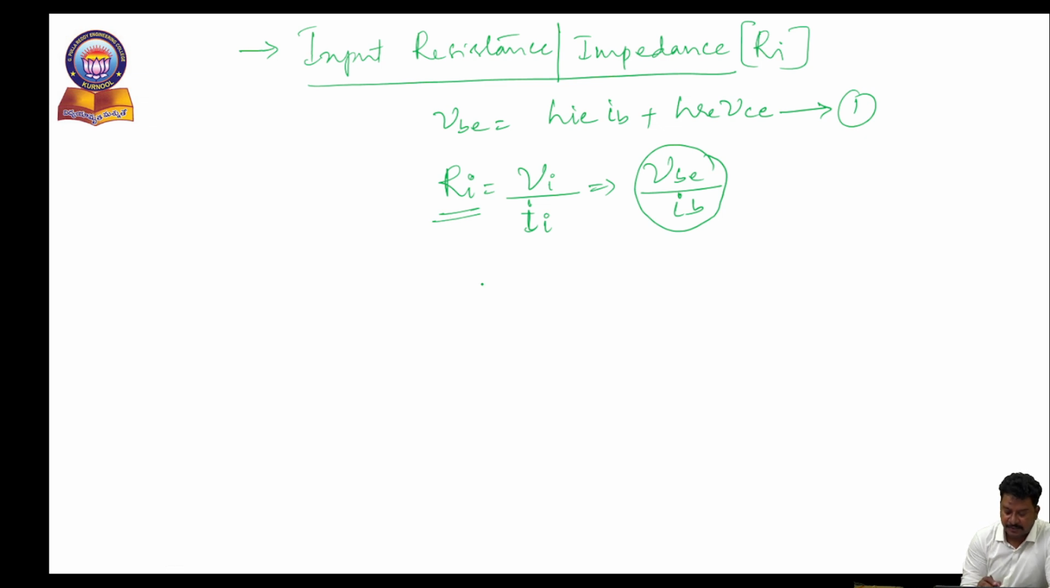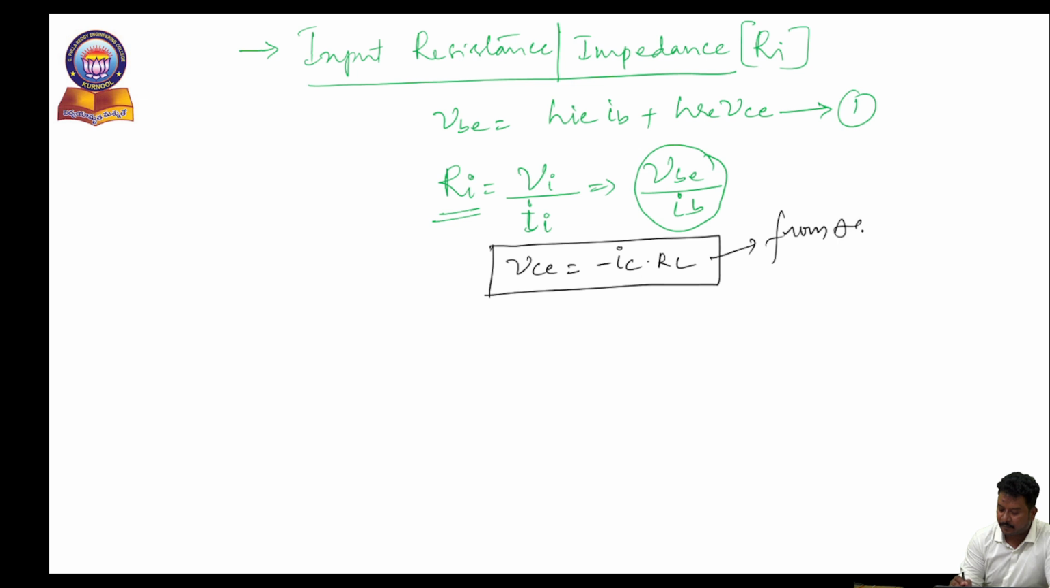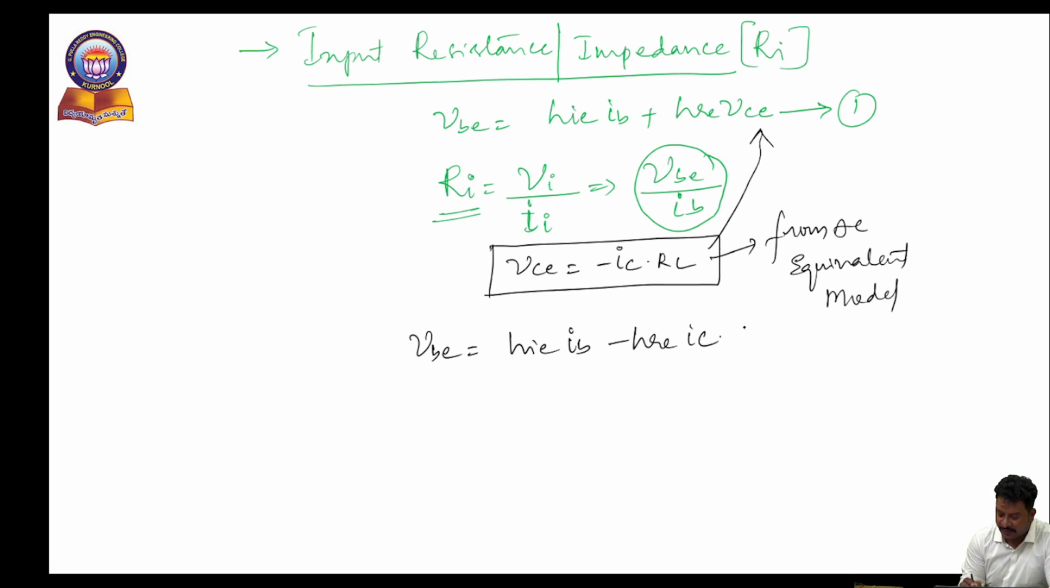In the first equation, I am considering, as we already know, VCE is equal to minus IC into RL from the AC equivalent model of a transistor. So substituting VCE in the above equation, we get VBE is equal to HIE into IB minus HRE IC into RL.